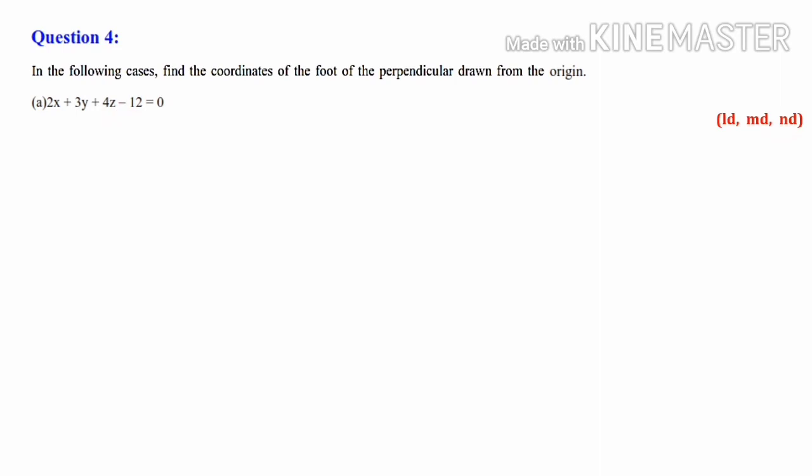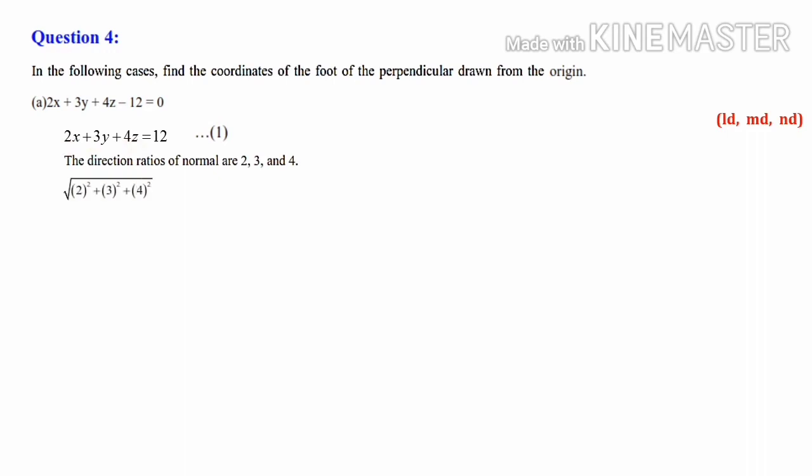So for that purpose, first of all we have to write the equation in ax plus by plus cz is equal to d form. Here 2x plus 3y plus 4z is equal to 12. This one we have to bring to the right side. Then we have to go for finding the direction cosines. We have already learned this in the first question. First of all we have to write the direction ratios. 2, 3 and 4 are the direction ratios.